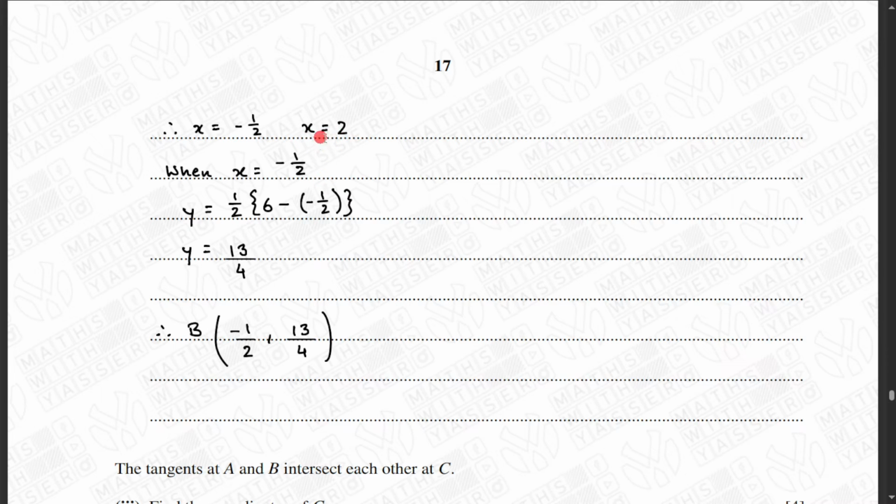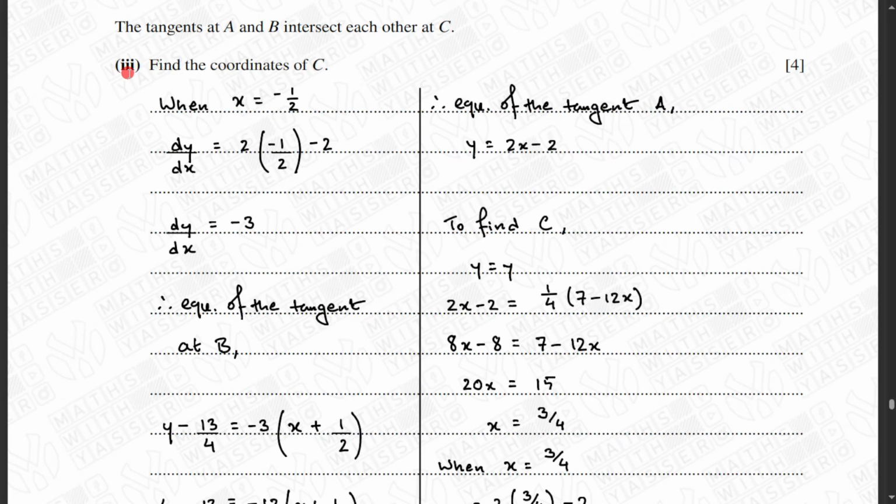The reason why we are not dealing with x equals 2 is because this was the point A, of which the x coordinate was 2. So this x coordinate belongs to the point A, and this must then be the x coordinate of the point B. In the third part of the question, the tangents at A and B intersect each other at C. We need to find the coordinates of C.